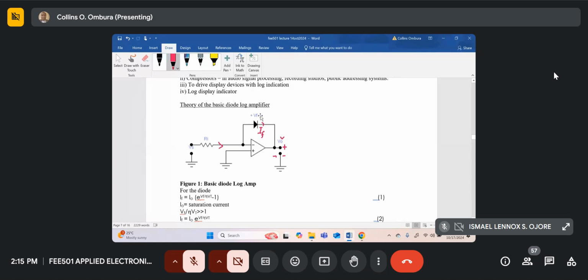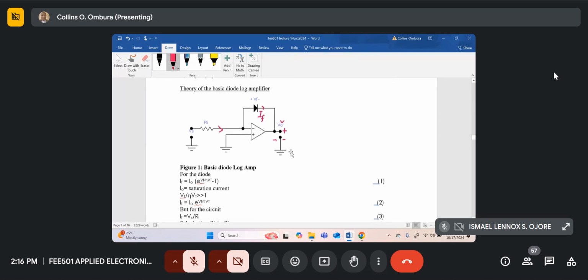The voltage across the diode, we normally call it V forward or Vd. Then at the output, we got a signal which we call V naught. So let's show that this simple circuit, known as the basic diode log amp, can perform the log operation.